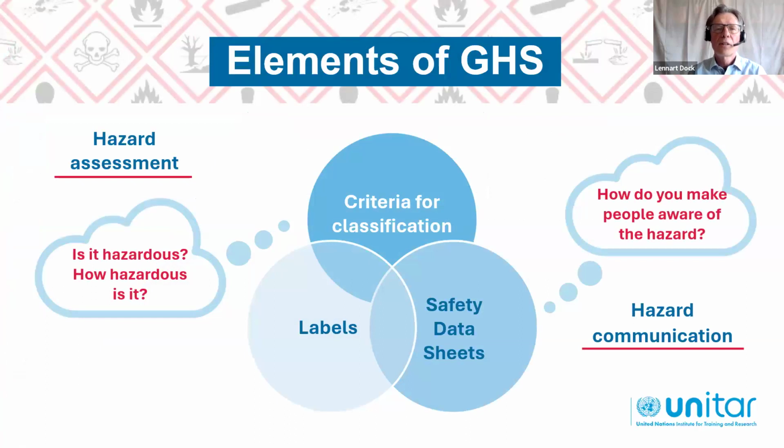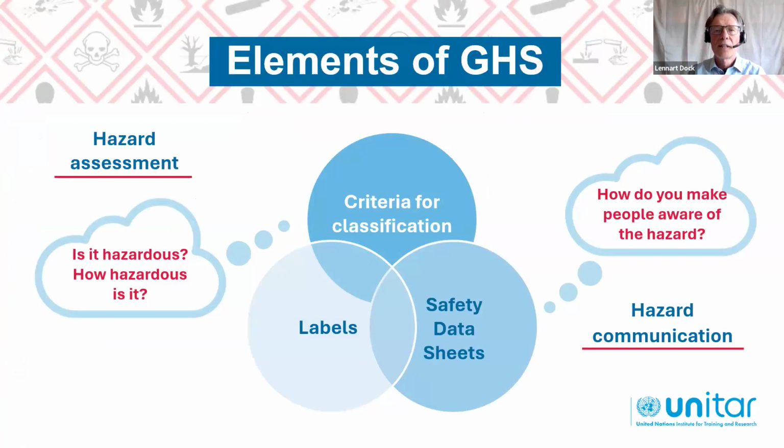And then if we look into the GHS, what does it really contain? It's two parts, and this also goes back to my previous slide. The one part is on hazard assessment, and it contains criteria for classification, answering the question of whether a chemical is hazardous and how hazardous it is.